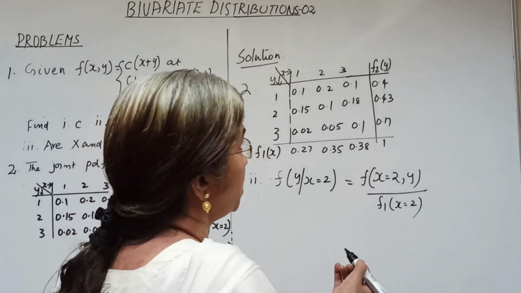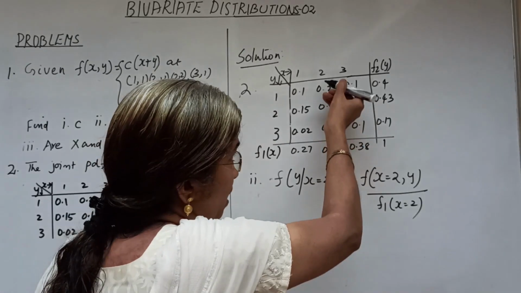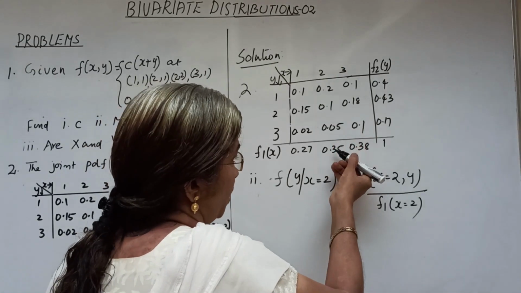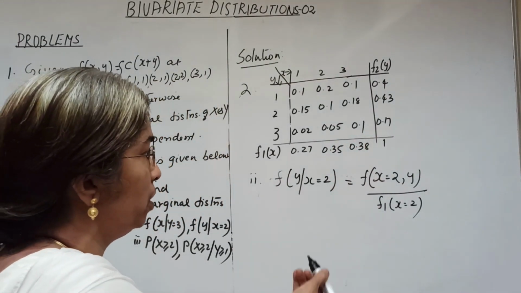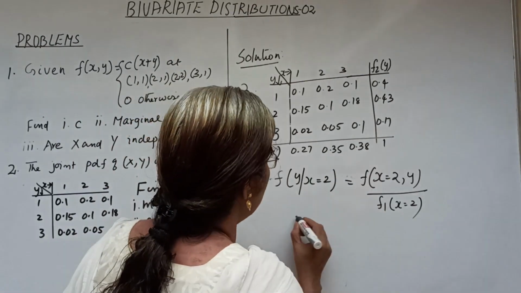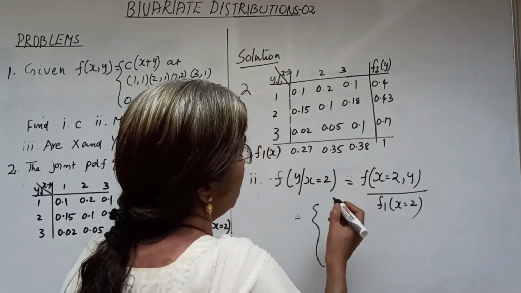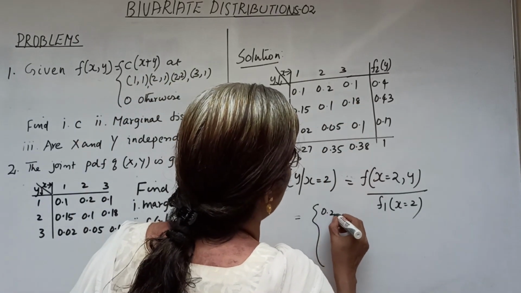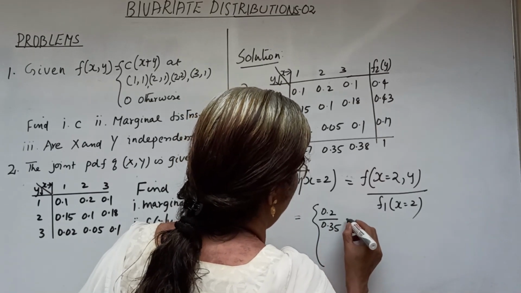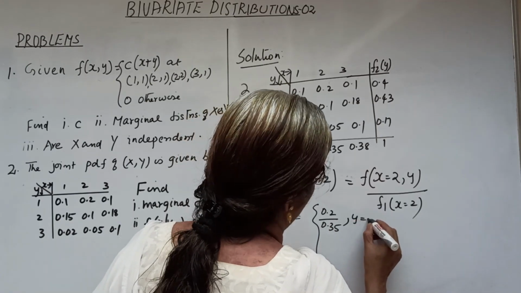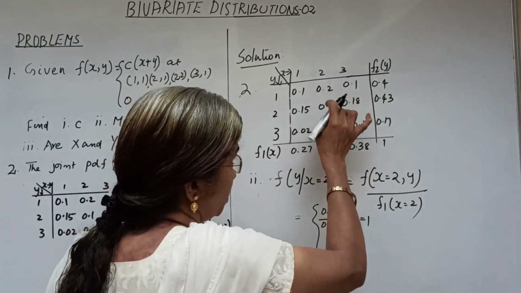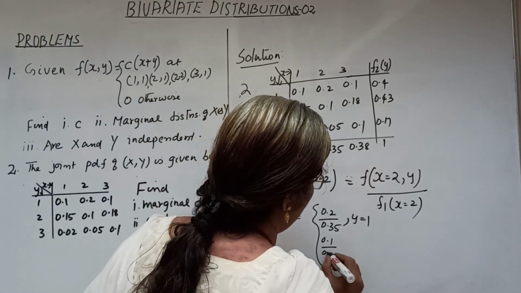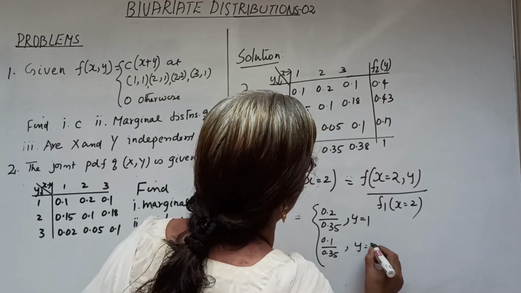That is, we have to fix x equal to 2, which is the second column. So here the second column values are to be divided by its total, the marginal value, which is 0.35. That is, this is obtained for all y. These ratios are obtained for all y. That is 0.2 divided by the total 0.35 for y equal to 1. I am fixing x equal to 2, which is the second column. And 0.1 divided by 0.35 for y equal to 2.